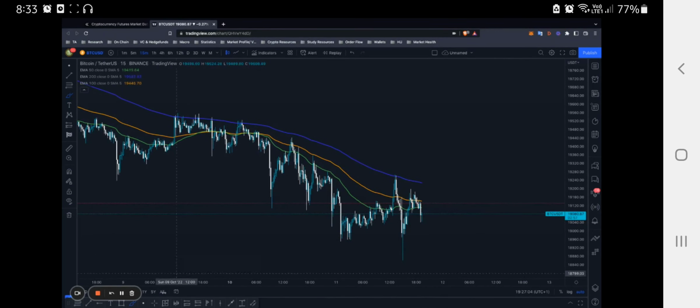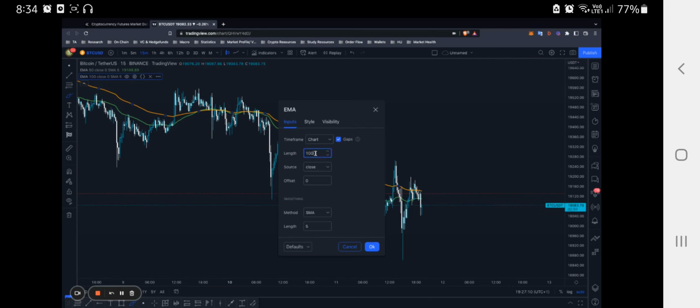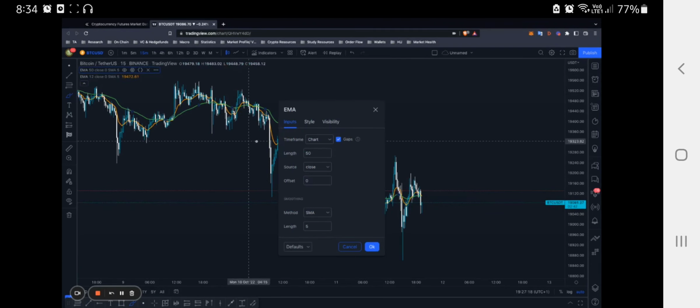And so that's the 50, 100, and 200. But there is actually another way I like to use them that is fairly useful for low time frame trend following. And that is a 12 and a 21.